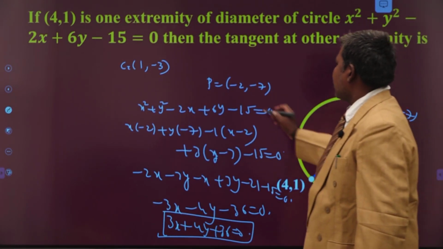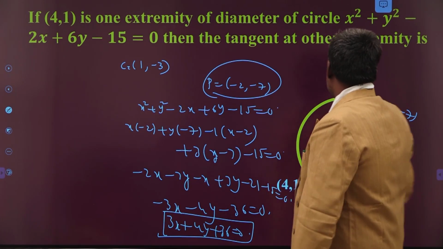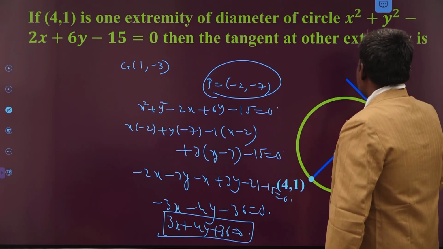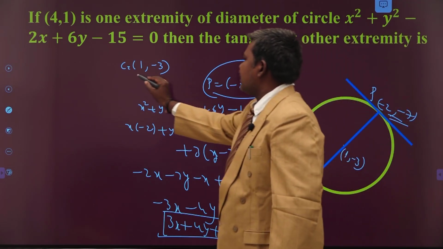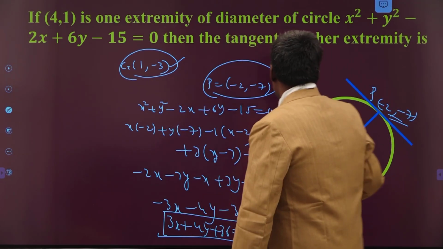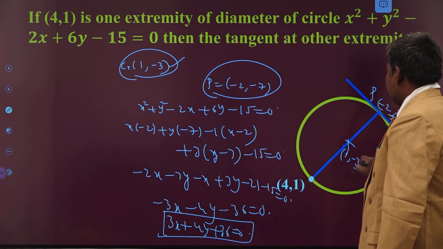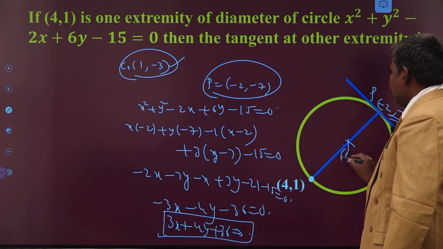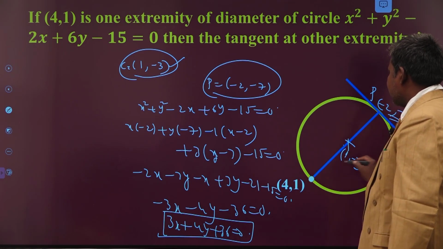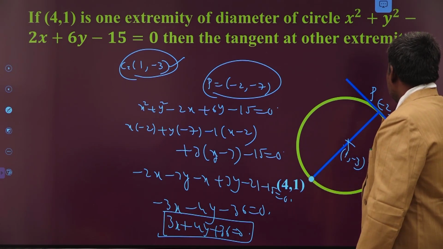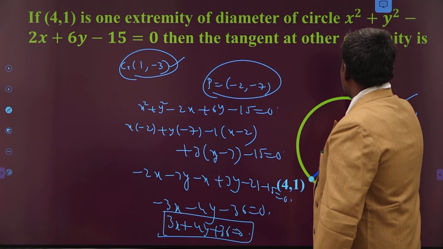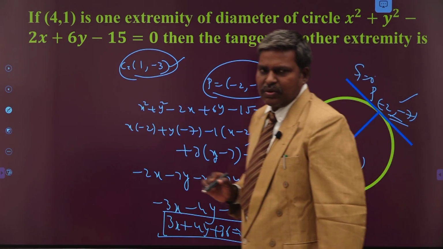Understand? So we have to write the S1 equal to 0 at this point, that is P (-2, -7). What is this? Center. Why are we using this center here? To get the other extremity. Multiplied by 2 and subtract this one: 2 minus 4, minus 2; minus 6 minus 1, minus 7. So once you get the point, you can write the equation of tangent by S1 equal to 0. Okay.